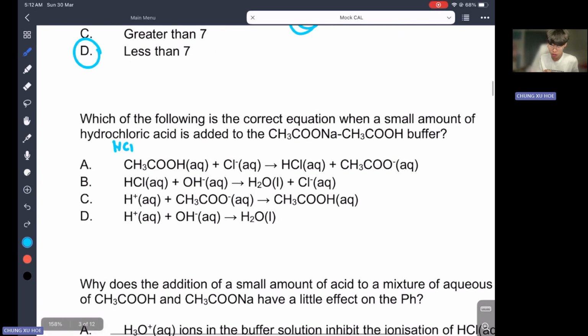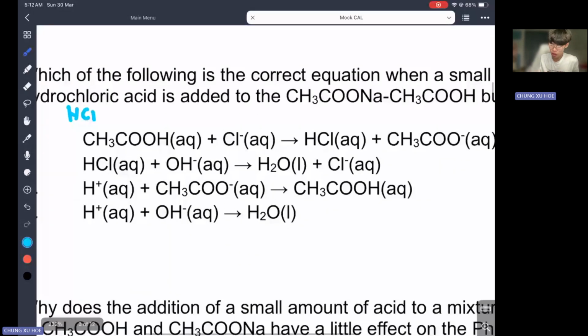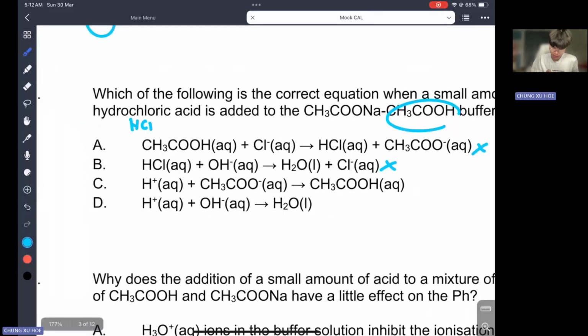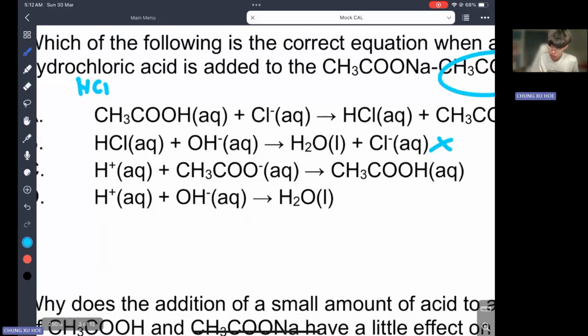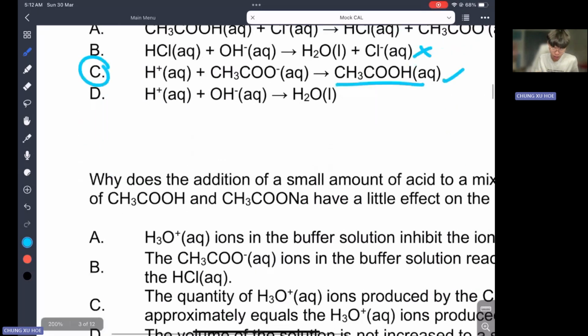CH3COOH plus Cl minus becoming HCl and CH3COO minus. I don't think it's correct. How about this? HCl plus OH minus becoming H2O. It's not even related to your buffer. No. This one, H plus and CH3COO minus, and then you get CH3COOH. Makes sense. How about this? H2O again, not even talking about the buffer. So the answer will be C.